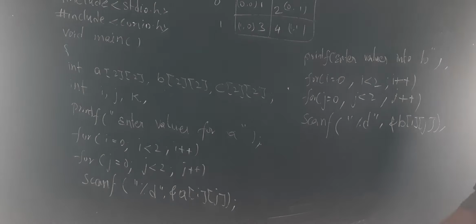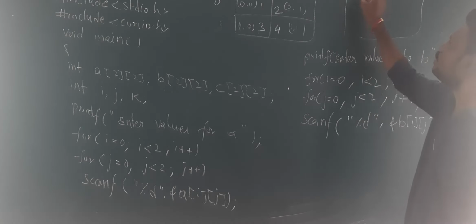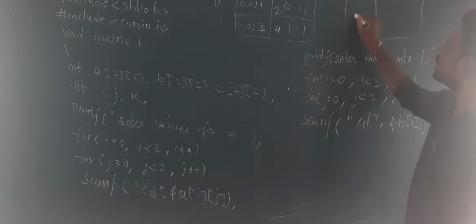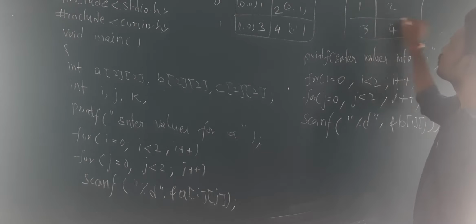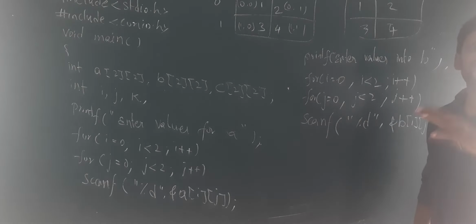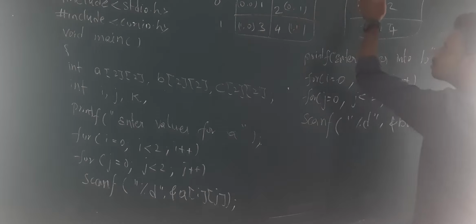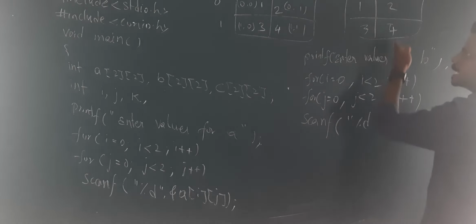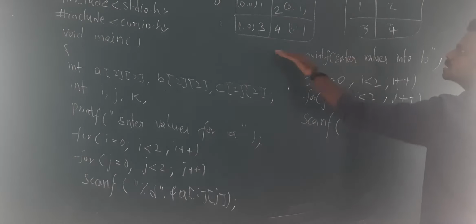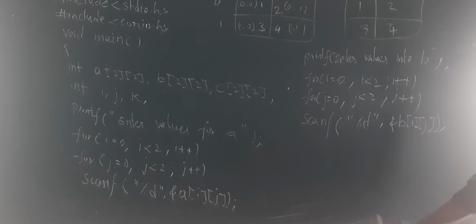That's it. I have accepted A, I have accepted B. Now I need to do what? Matrix multiplication. Consider that I have accepted one more matrix B, one more matrix which is consisting 1, 2, 3, 4. Now how we will be doing the matrix multiplication? First row, first column, first row, second column, second row, first column, second row and second row. Like this we will be doing the matrix multiplication. For that I will be writing the code. I hope up to this it is clear. Just pause the video and make a note of this.